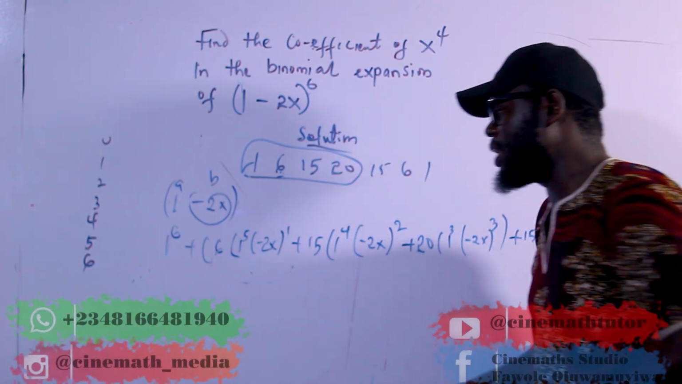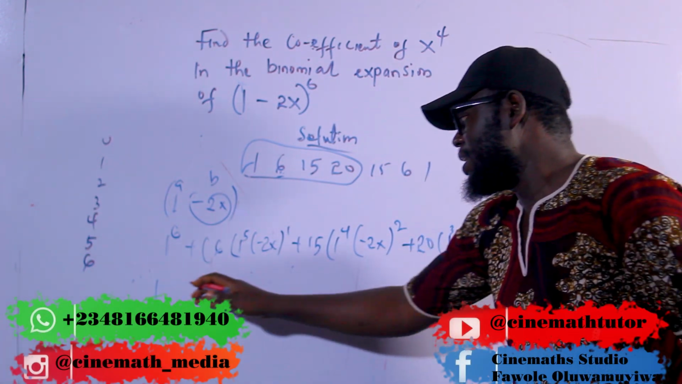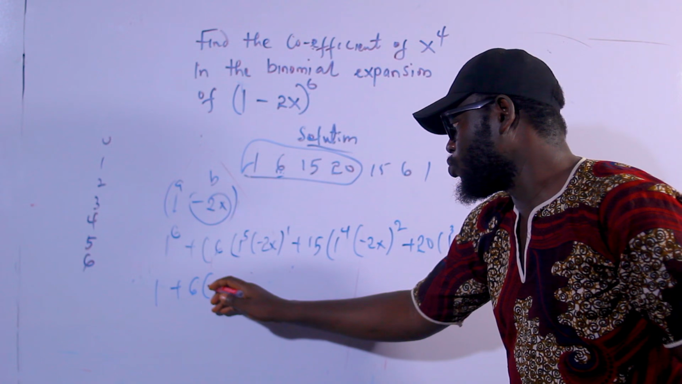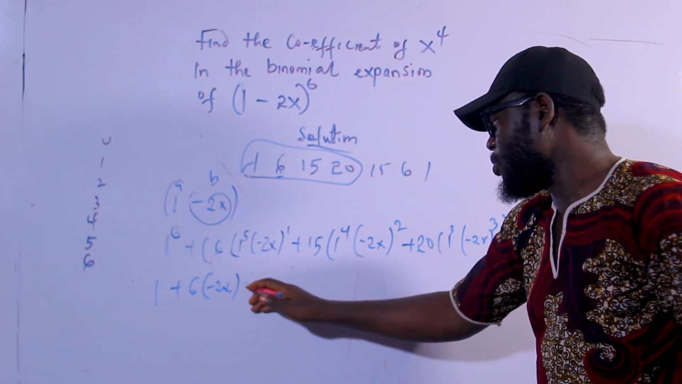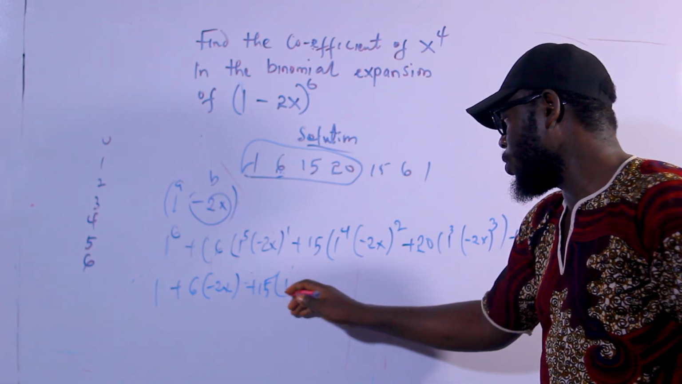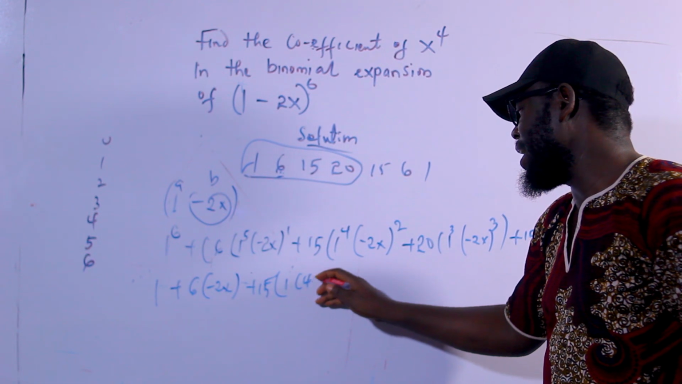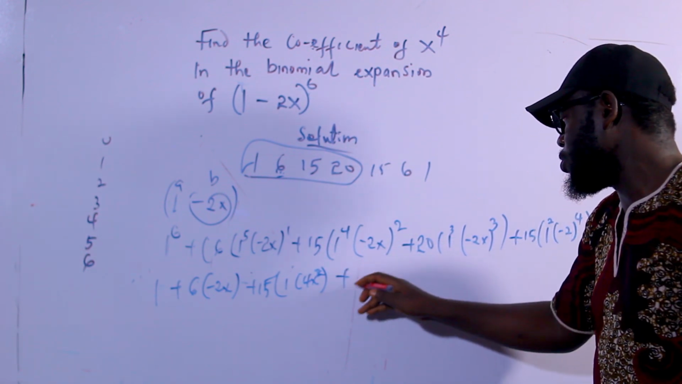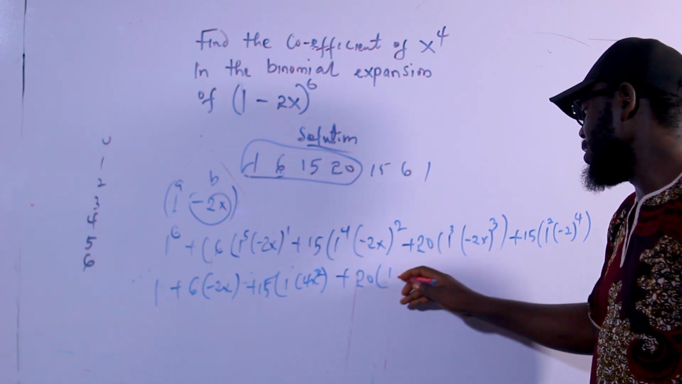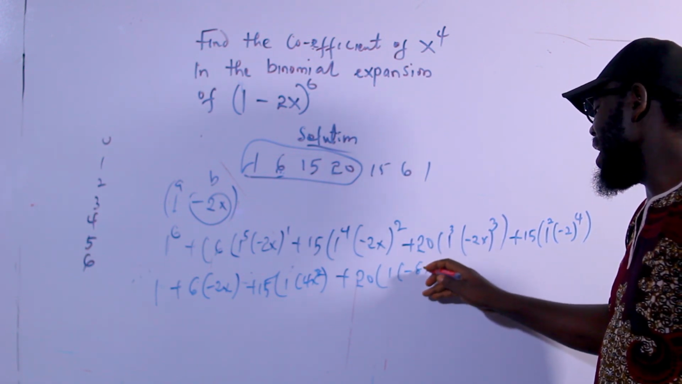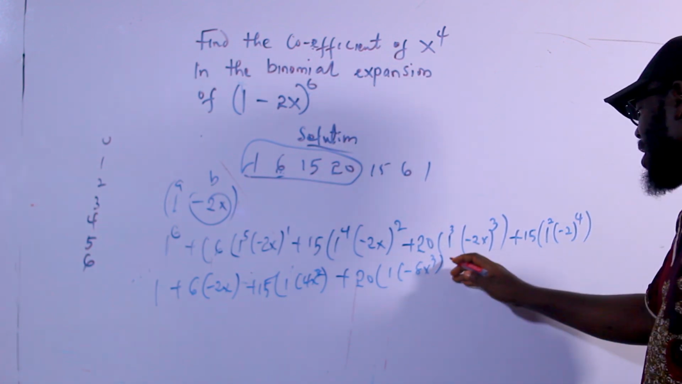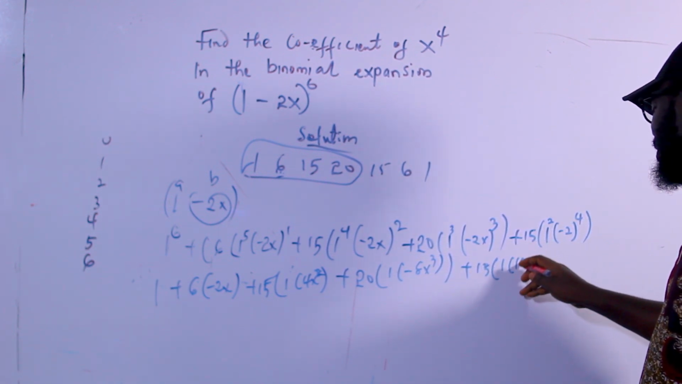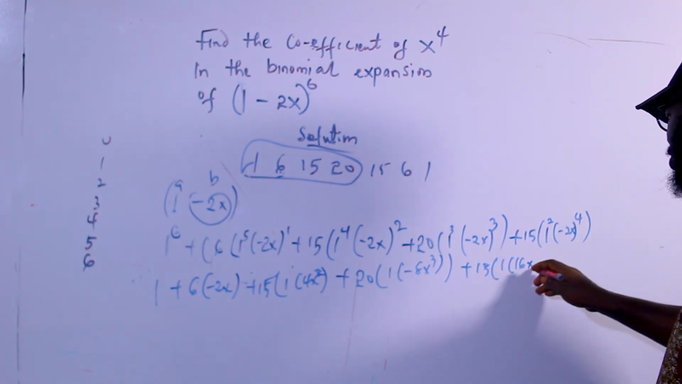Let us sort this out now. So 1 raised to power 6 is 1 here. Then plus 6 into 1, that is on minus 2x, that is minus 12x. Then I have plus 15 here. This is 1 also into, that is 4x squared, please. I have 4x squared here. Then I'll go for plus 20 here into 1 and minus 8x cubed. Then I would have plus 15 into 1 and 16 x to the power 4.